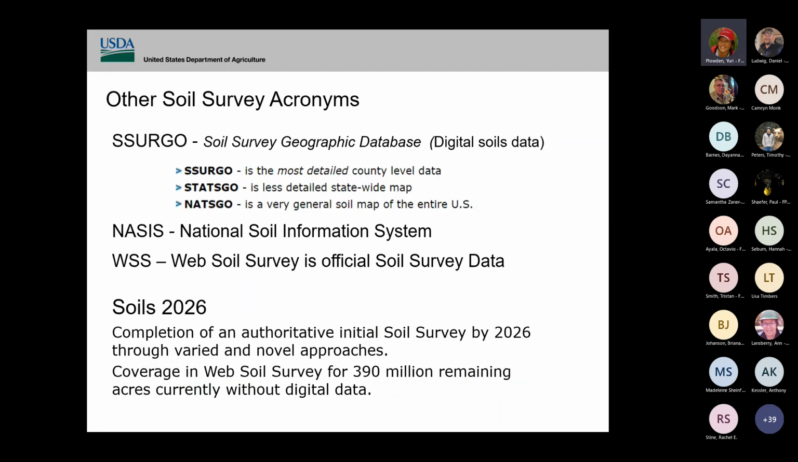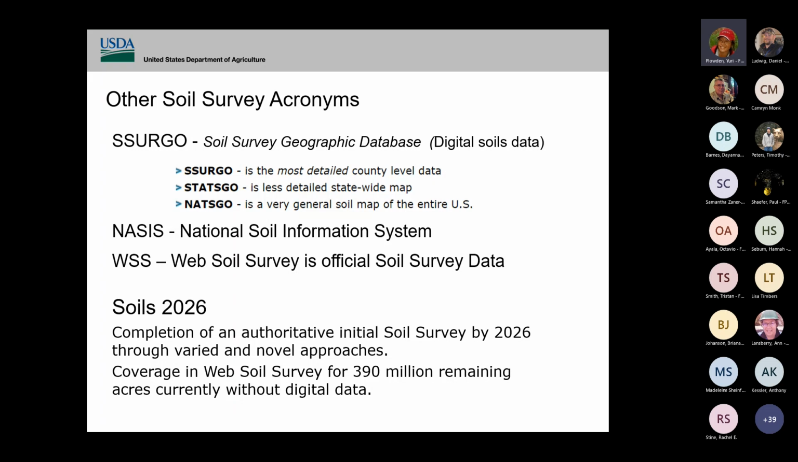So, some soil survey acronyms that you'll see out there. You'll hear about our SURGO database. That stands for Soil Survey Geographic Database, and that is the digital soils data. SURGO is the most detailed. So when you're making your plan maps, you are using SURGO data. There's also a little bit less detailed one called STATSGO, and there's NATSGO data, which is a very general soil map of the entire United States. STATSGO and NATSGO have been used a lot for modeling when they're modeling big areas and they need some soils data. That's where those databases come in handy.